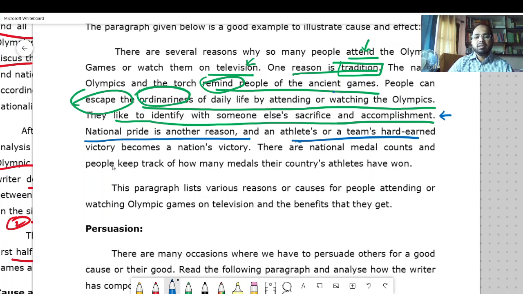National pride is another reason. An athlete's or team's hard work and victories become a nation's victory. There are national medal counts and people keep track of how many medals the country's athletes have won.